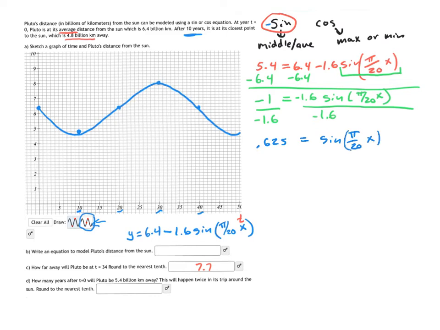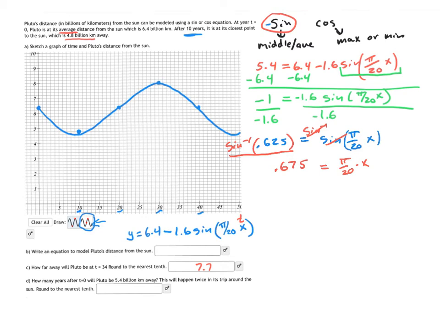Now we have to do the inverse sine of both sides. The inverse sine on this side and the inverse sine on this side. The inverse sine of sine cancels each other out, so I'm just left with pi over 20 times x. And when I put the inverse sine of 0.625 into my calculator, I end up with that rounding to 0.675, rounding that to 3 decimal places.